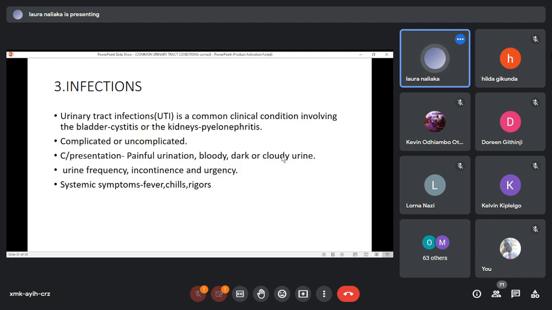Infections, UTI, is a common clinical condition involving the bladder, which if it involves the bladder, it's cystitis. If it involves the kidneys, it's pyelonephritis. This can be either complicated or uncomplicated. Clinical presentation is painful urination, either bloody, dark, or cloudy urine. The patients also present with urine frequency, incontinence, and urgency, and they can also present with systemic symptoms like fever, chills, and rigors.